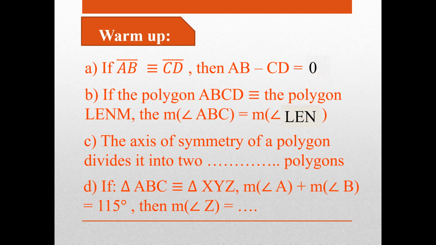Second one, if the polygon ABCD is congruent to the polygon LENM, the measure of angle ABC, and we say the order of the letters of the polygon is very important. Angle ABC is first letter, second letter, third letter. So in the next polygon, we will take the first letter, second letter, and third letter. So the angle which is congruent to ABC is LEN.